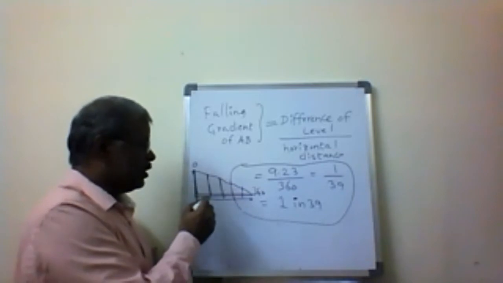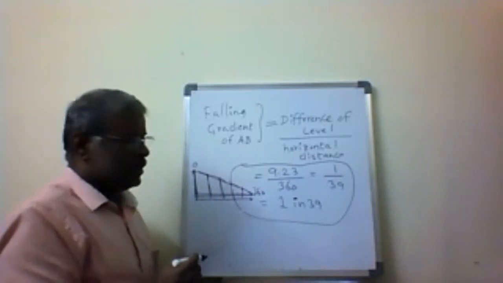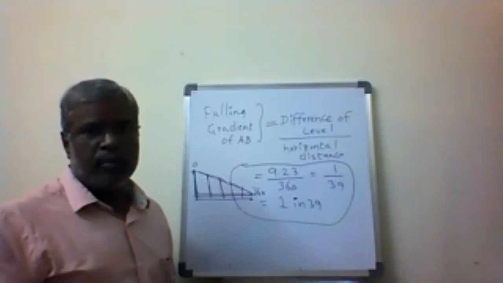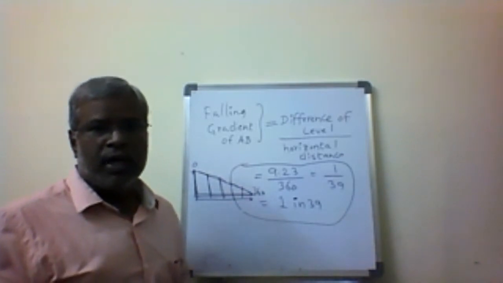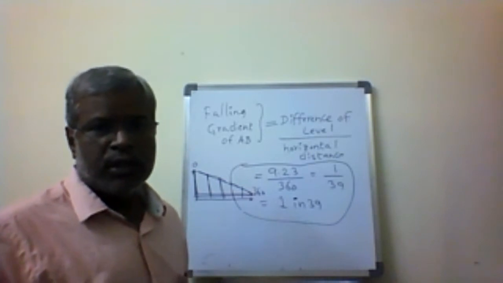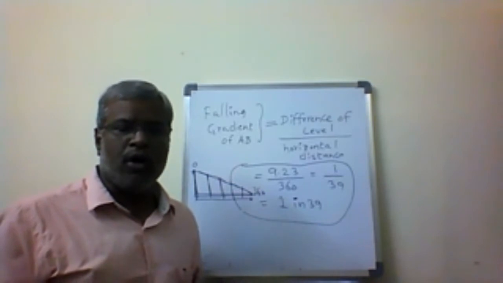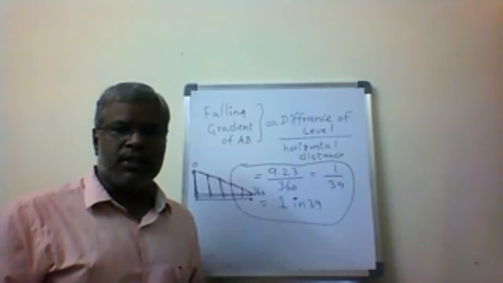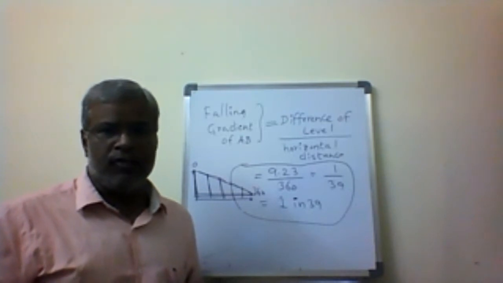Now we are going to fix the slope and what the gradient will be, that is, for every 39 meters, a 1 meter fall will be there. We are going to find that out using the rise and fall method. So for a continuously sloping ground, how are we going to calculate the gradient for the given staff readings, or the elevations of the continuously sloping ground? How are we going to fix the gradient of a line?